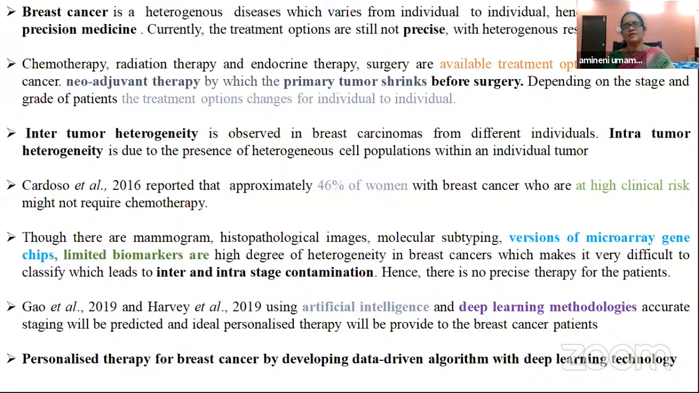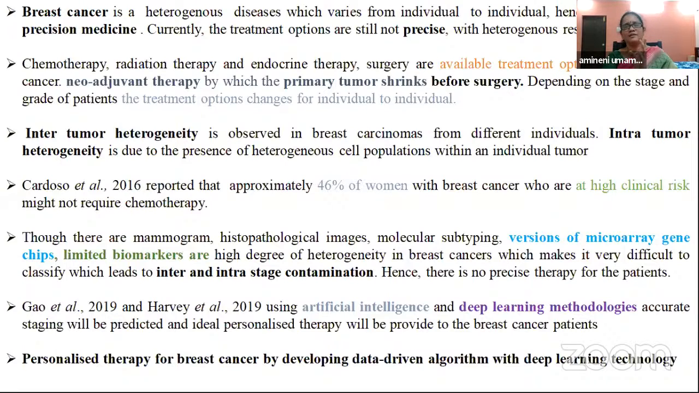If there is a change in the diversity, we have to go for precision medicine. Already treatments are available like chemotherapy, radiotherapy, and endocrine therapy. Along with that, surgery is also one of the options. Before surgery also, to shrink these cancers or tumors, some therapy will be given that is called neoadjuvant therapy. It will shrink the tumor and then they will perform the surgery.